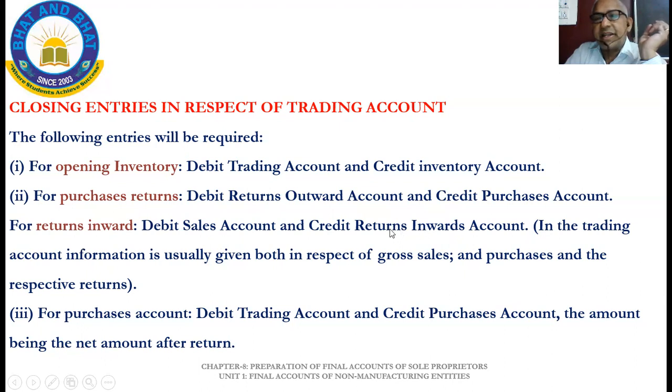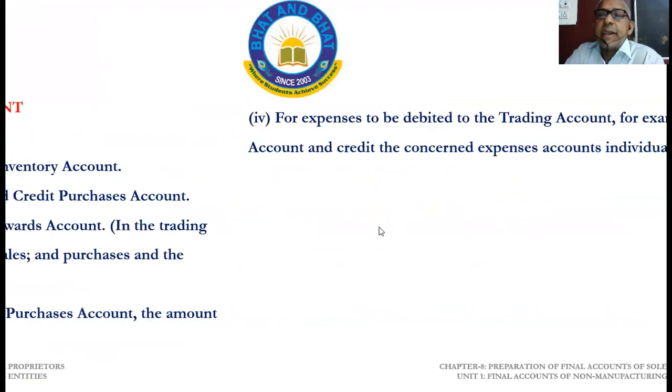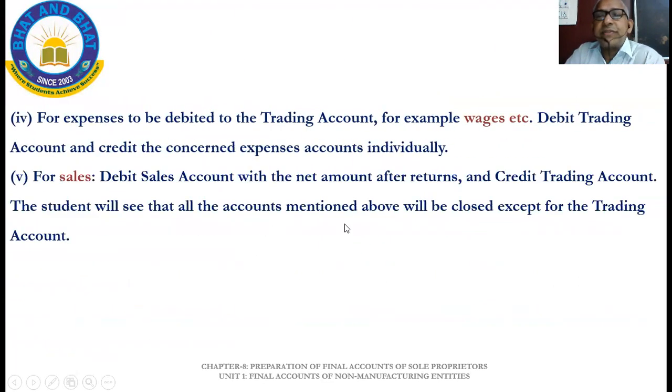This is a journal entry. While writing the trading account, you are subtracting this figure from sales. For purchases, the journal entry is debit trading account, credit purchases account. That is the net amount, after you deduct the returns. And for expenses, debit trading account, credit the concerned expenses accounts individually.